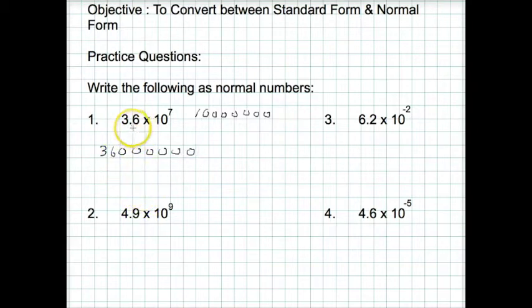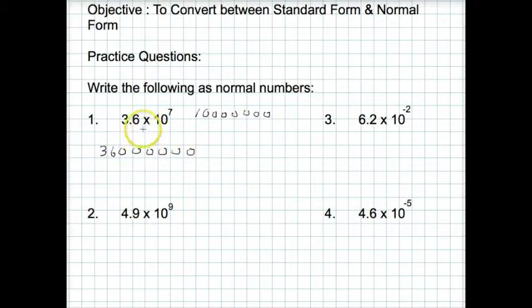If we check and put our decimal back in, we should be able to move this 7 places to get to the end. So if our decimal went there, 1, 2, 3, 4, 5, 6, 7. Our answer to this one in normal format is 3, 6 with 6 zeros, 36 million.